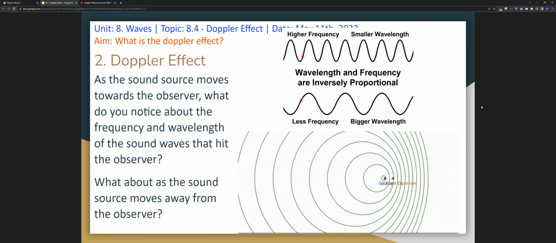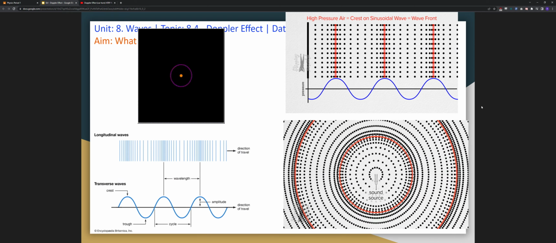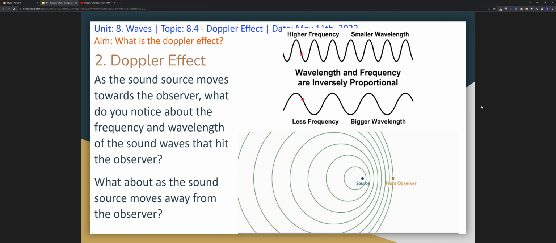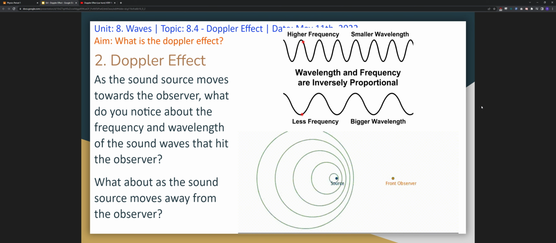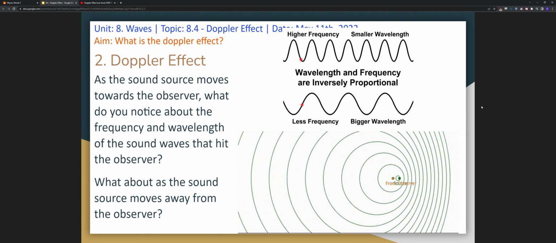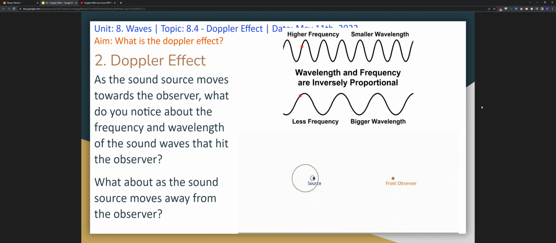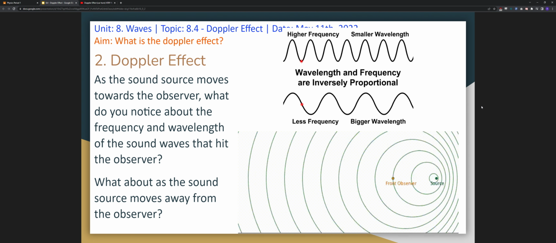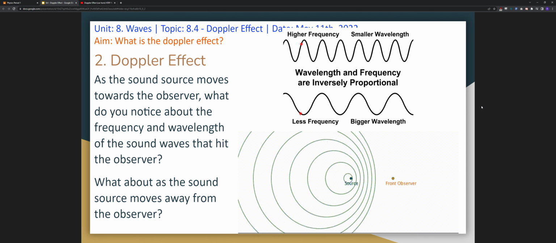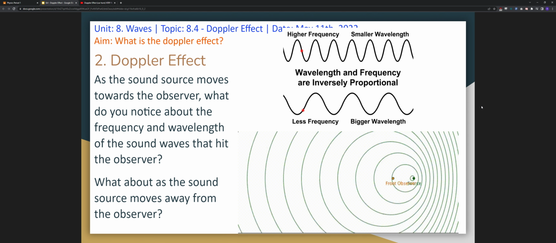So again, let's look at this sound source. This sound source is moving towards this observer. As the sound source moves towards the observer, what do you notice about the frequency and the wavelength of these sound waves that hit the observer?